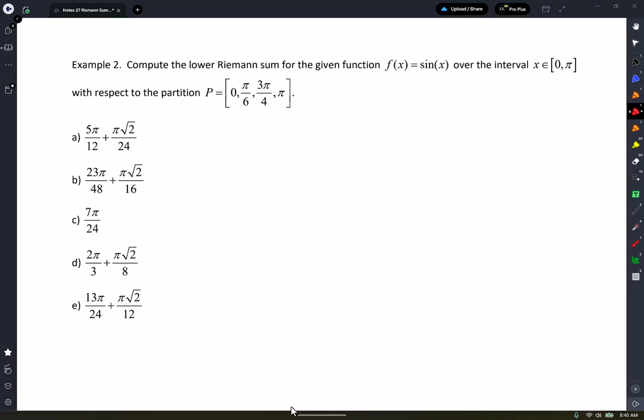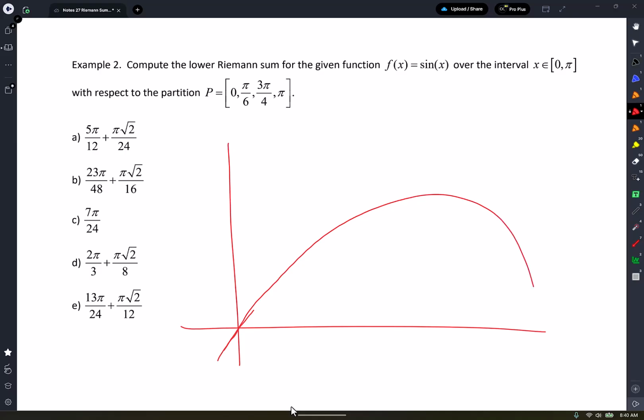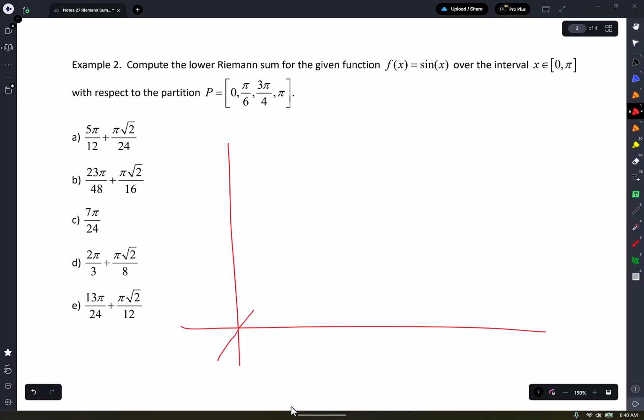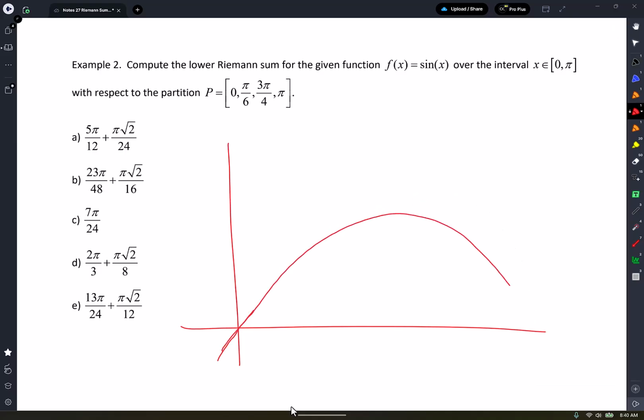Compute the lower Riemann sum for the given function. The function is sine x between 0 and pi, and here are the partitions. So here's my sine x. I'm going to exaggerate it. Here's pi over 2, and the height is 1. Here's 0, here's pi. It tells me between 0 and pi over 6.